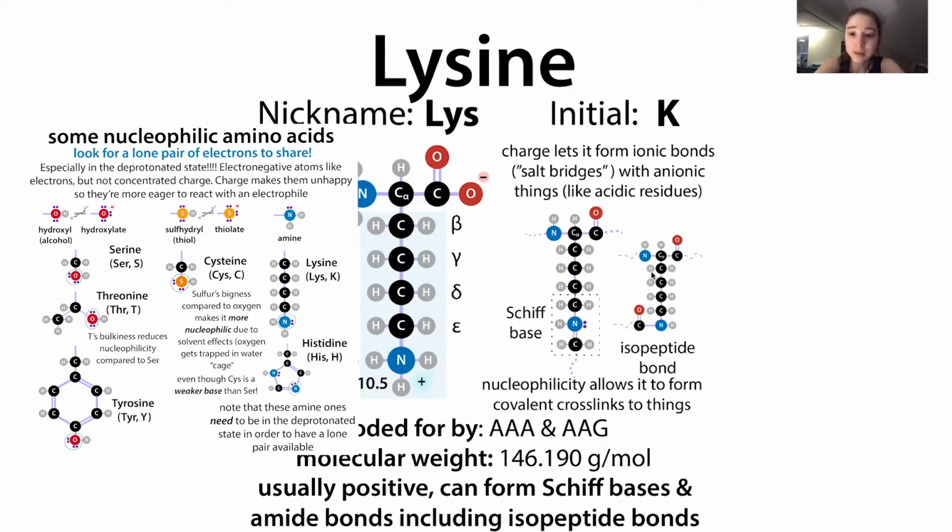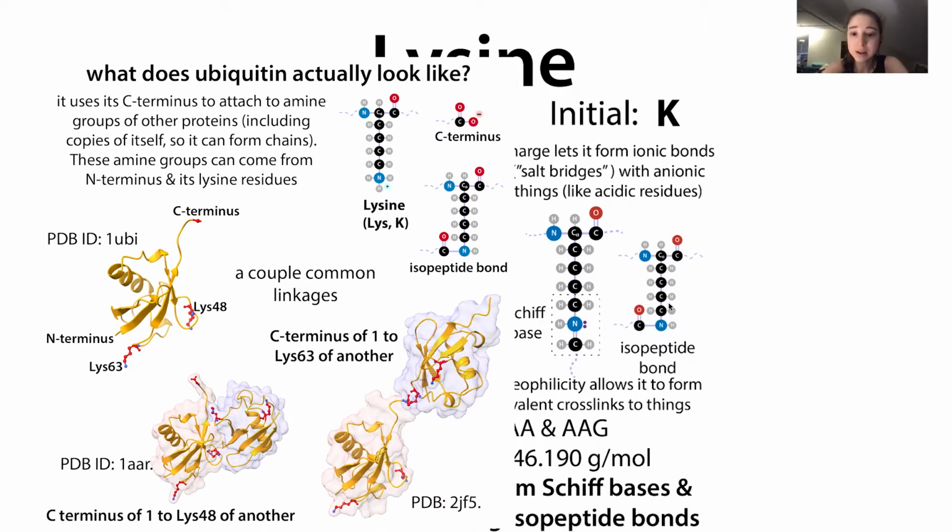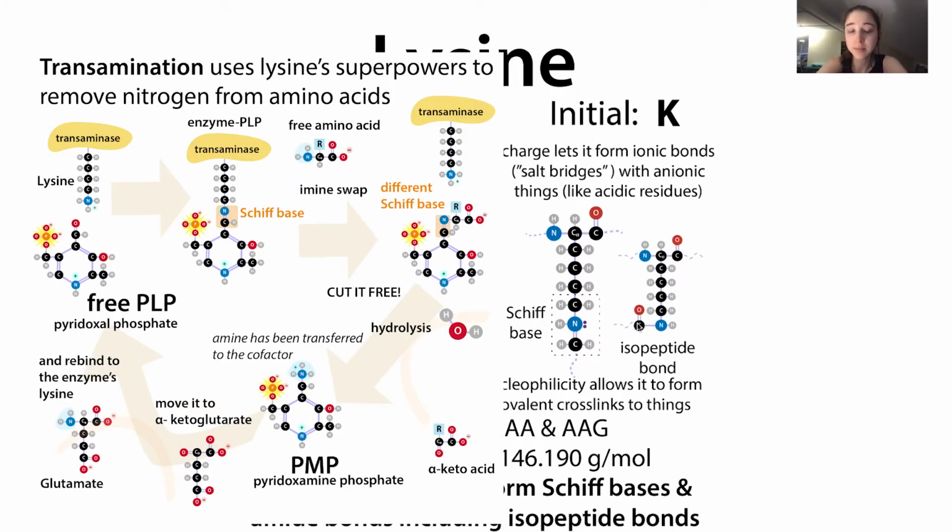So it can form a couple of different types. It can form isopeptide bonds, which are like the bonds holding together the amino acids, but these are holding together amino acids from the lysine chain. And this is how you add ubiquitin to tag a protein for degradation through an isopeptide bond. You can also form these things called Schiff bases, which is where you have a nitrogen double bonded to a carbon, with the carbon on the other side.